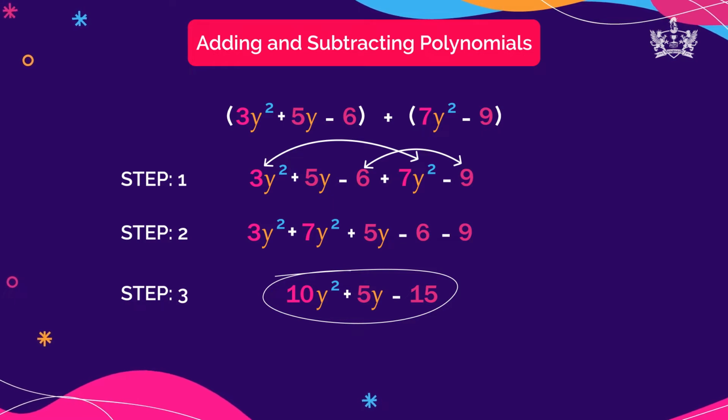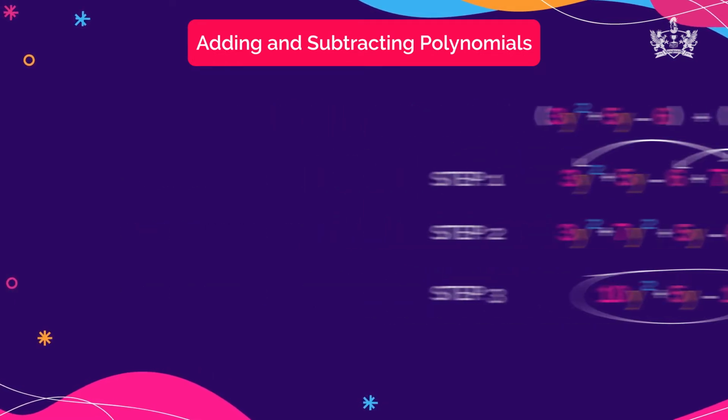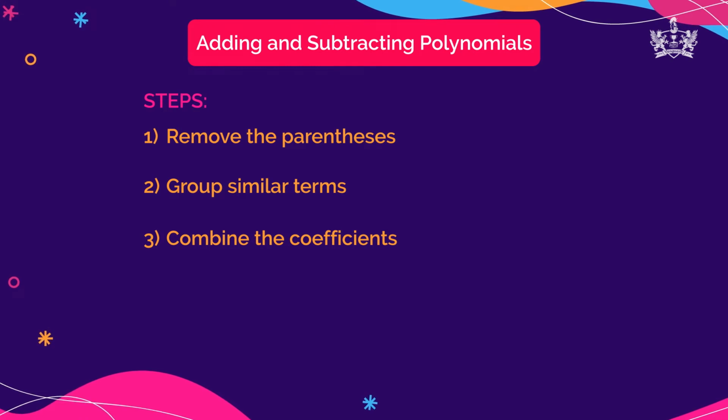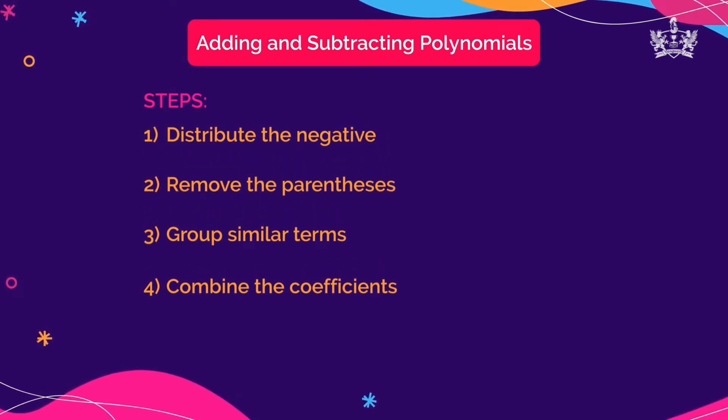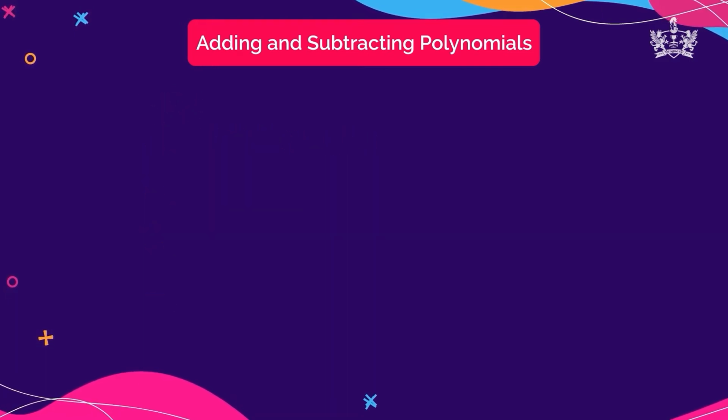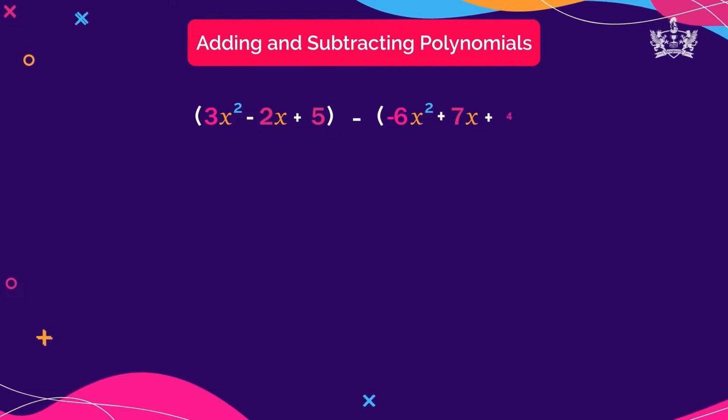Moving on over to subtracting polynomials, we just need to tack on one extra step right before step 1, which is distribute the negative. So, step 1, distribute the negative. Step 2, remove the parentheses. Step 3, group similar terms. And step 4, combine the coefficients. For example, we have (3x² - 2x + 5) - (-6x² + 7x + 4).